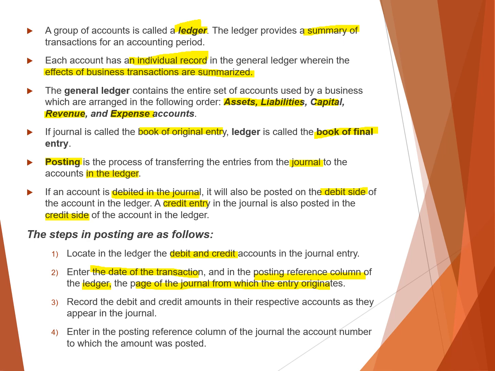The next one is to record the debit and credit amounts. So, nalagay mo na yung date, nalagay mo na yung posting reference. Now, ang kasunod, ilalagay mo naman kung magkano yung amount nung specific account. And then, you will enter the posting reference column in the journal. So, pag na-post mo na, ilalagay mo naman siya sa journal kung ano yung account number ng account na inipost mo.